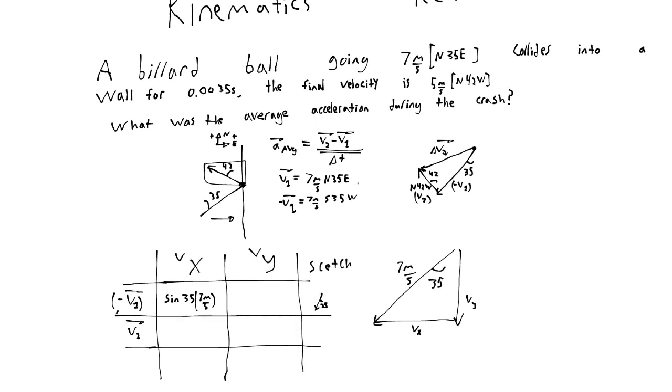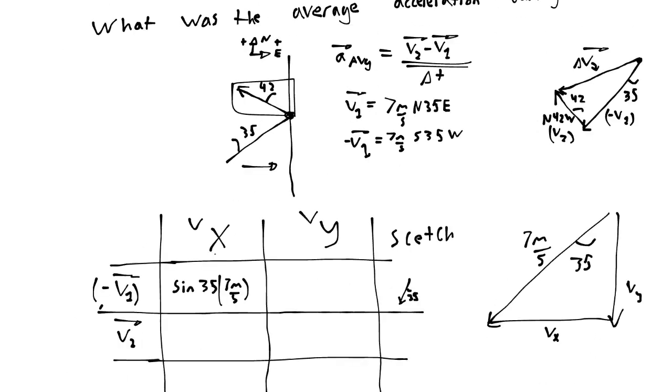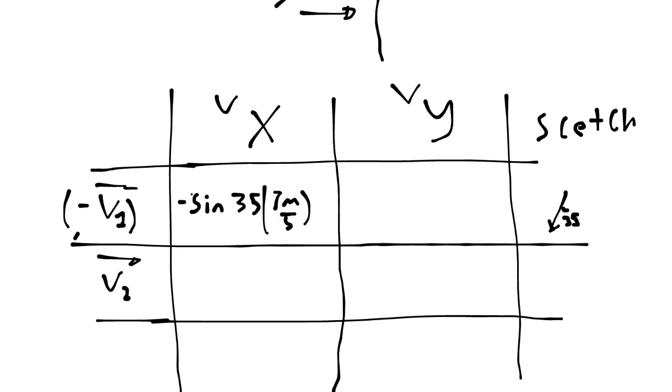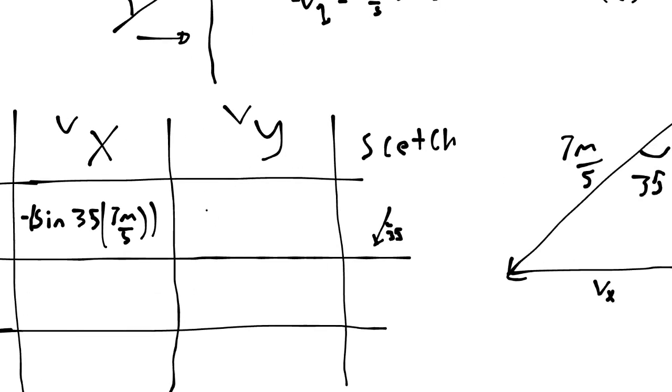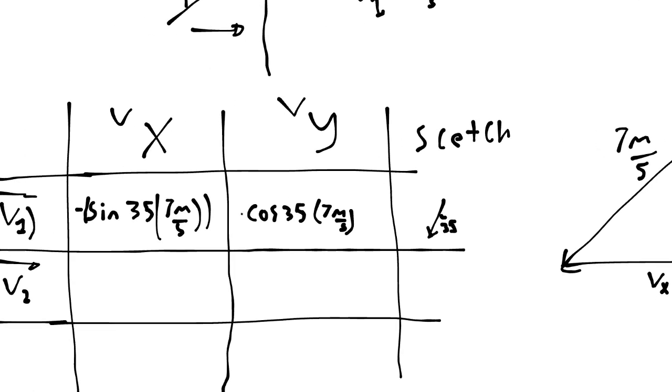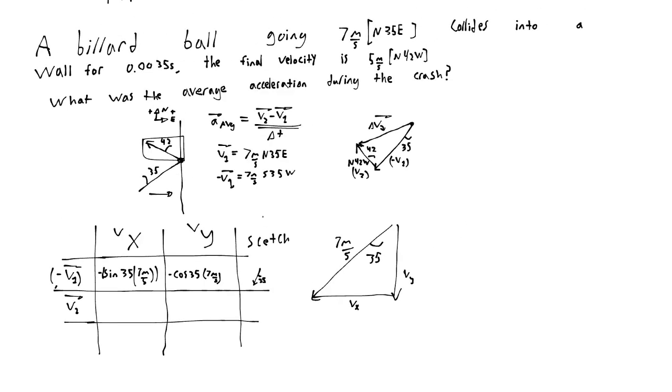We actually have to notice as well that this is in the negative direction, right? Because we made east positive, so this is all going to be negative. So just make that all negative. And then y, it's also negative, but now it's cosine, so cos 35 times 7. Again, also negative.